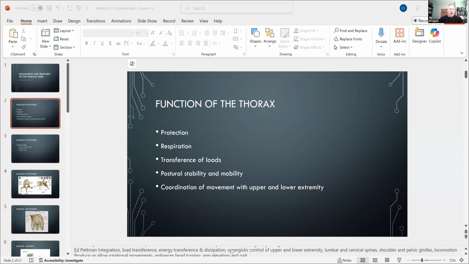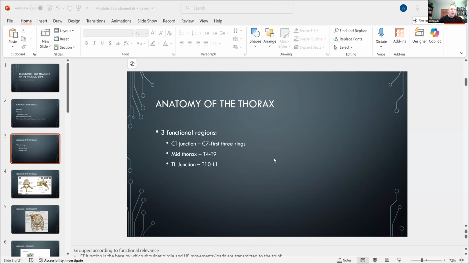Okay, so we have to be able to make that kind of coordination as far as things go with the various movements of the associated structures, head and neck rotation, all these different things. The thorax and its ability to coordinate these movements and assist with these movements plays a huge role in that.